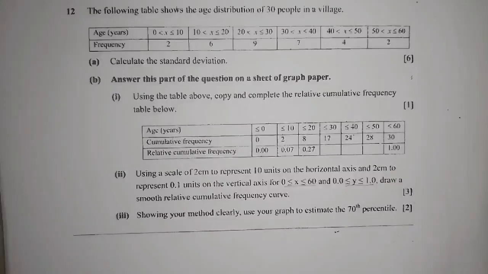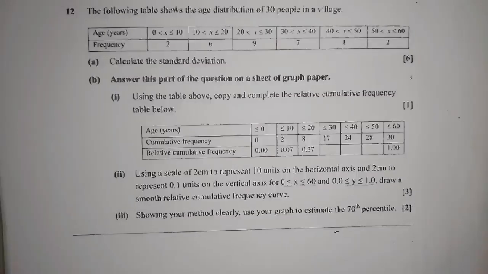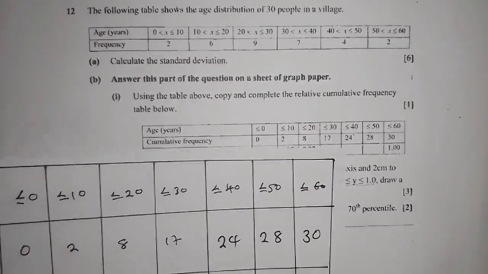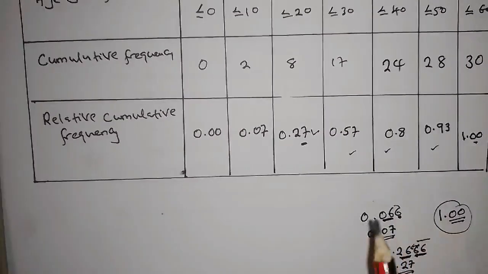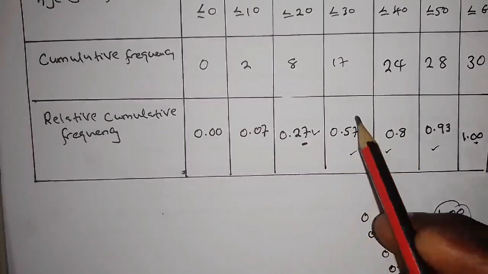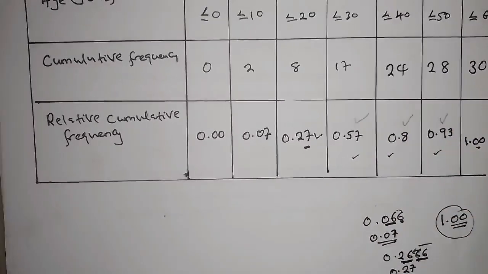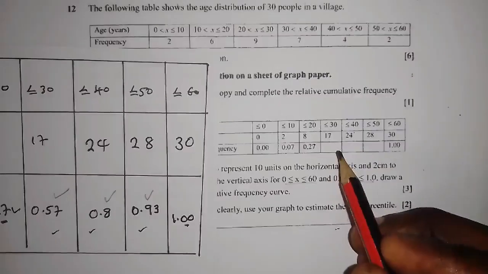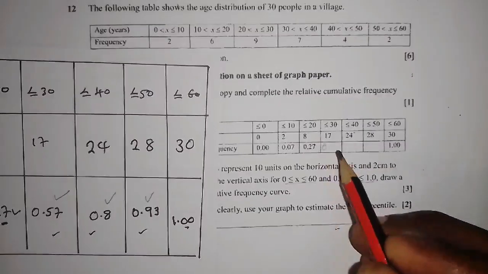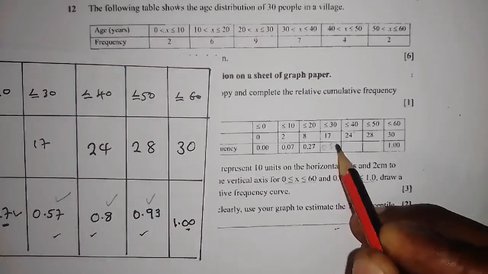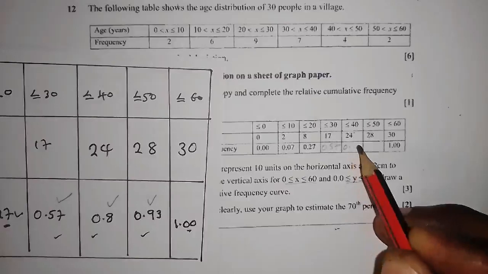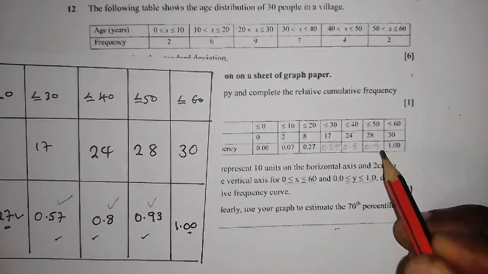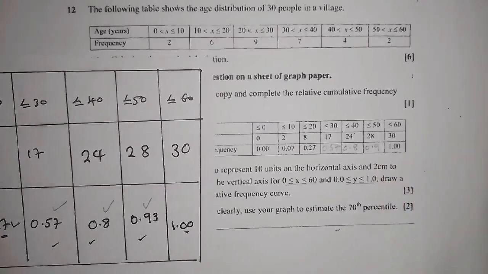So now you can see that the second table is not finished. To complete this table, we did part of it in part 1. Now I'm just going to do that here so that you get to understand. So that is 0.57, and 0.8, and 0.9.